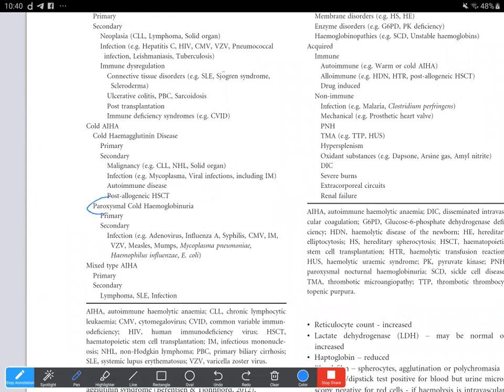paroxysmal, so it will mostly be transient. It is cold since it's precipitated by cold. And hemoglobinuria is due to the presence of hemoglobin, not RBCs. It's not frank blood; microscopy would be negative for red blood cells. It's hemoglobinuria which would be present. And this can occur.